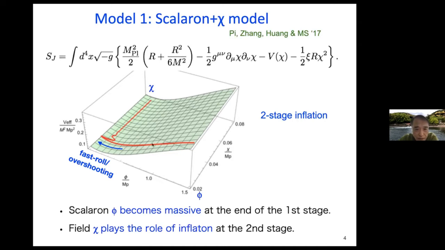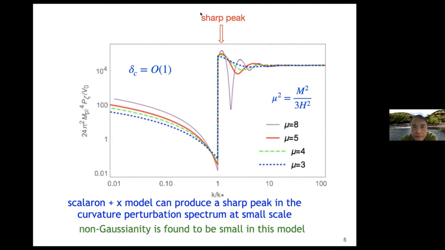At the end of the first stage, there is a fast rolling and overshooting of this field, before it starts rolling towards the Scalaron direction. The oscillatory frequency of this fast rolling and overshoot is fixed by the mass of this field in this direction. If the mass is much greater than the Hubble scale after the second stage, then you have a very sharp turn. This very sharp turn produces a very sharp peak in the spectrum, and this sharp peak can give rise to an almost monochromatic mass function of black holes.